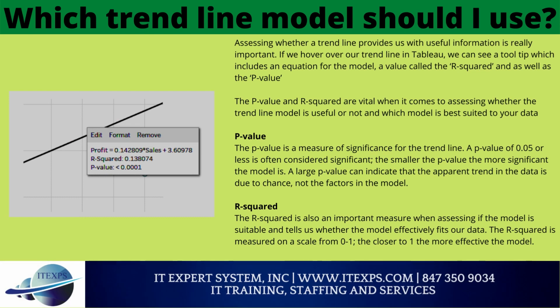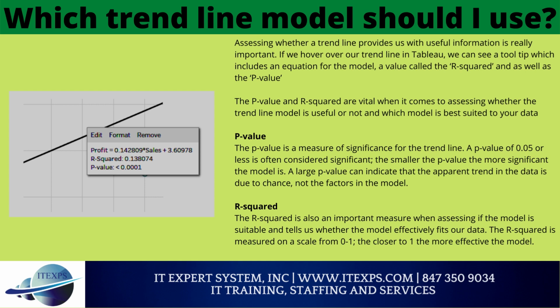Which trend line model should I use? Assessing whether a trend line provides us with useful information is really important. If we hover over our trend line in Tableau, we can see a tooltip which includes an equation for the model, a value called the R-squared, as well as the p-value. The p-value and R-squared are vital when it comes to assessing whether the trend line model is useful or not and which model is best suited to your data.